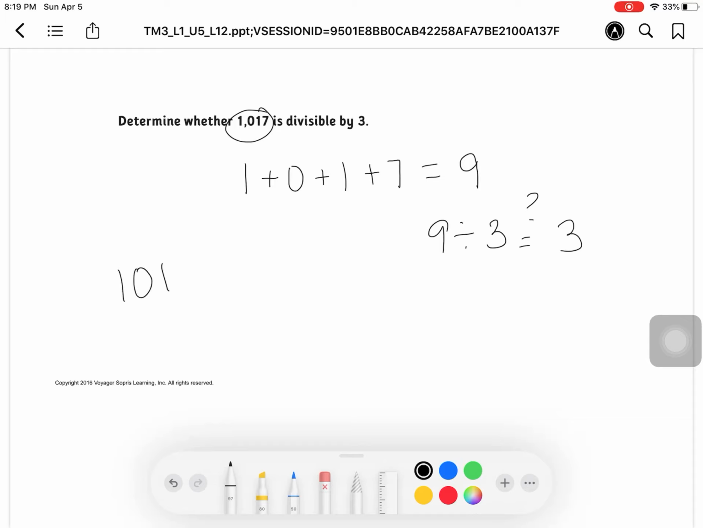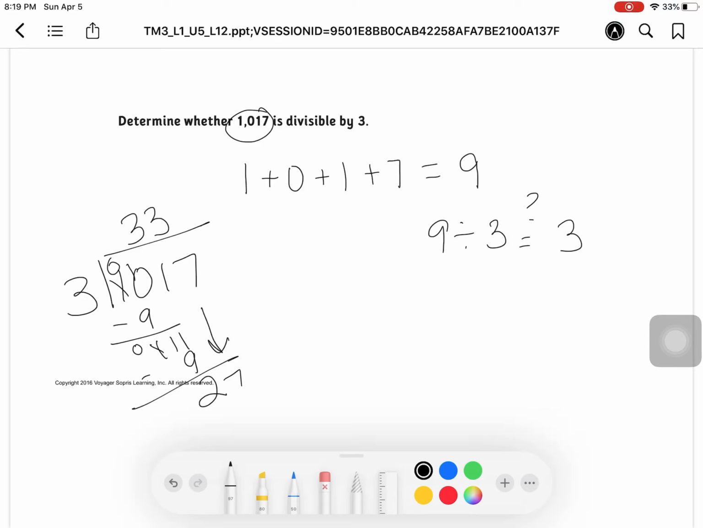So if I wrote this out, 3 times 3 is 9, and I subtract, remembering to regroup, bring down my 1, so now I have 11. 3 times 3 again is 9. I'm going to subtract, regroup, 11 take away 9 is 2. I'm going to bring down my 7. Well, I know that 3 times 9 is 27. So when I divide that number by 3, I get 339.